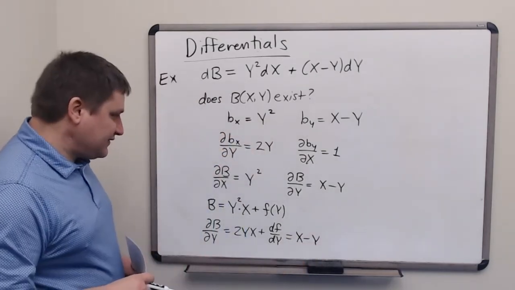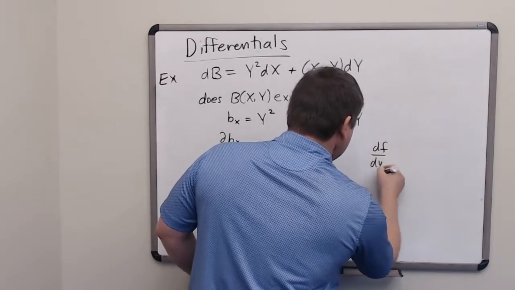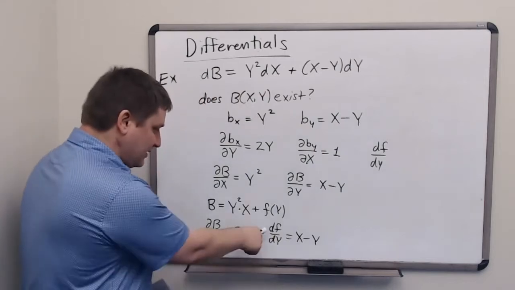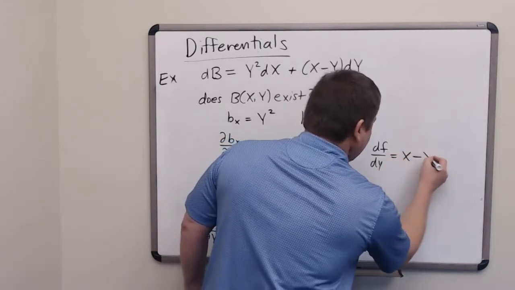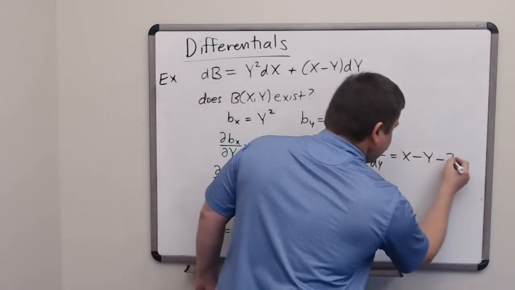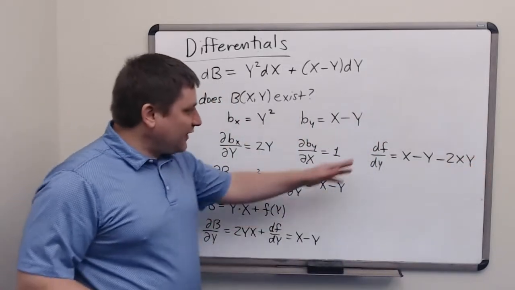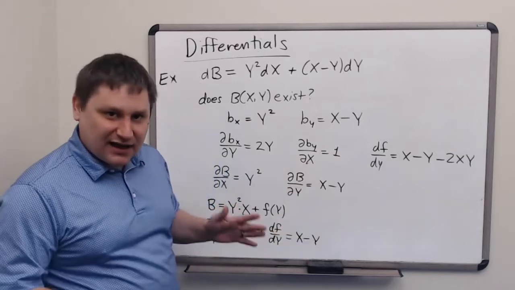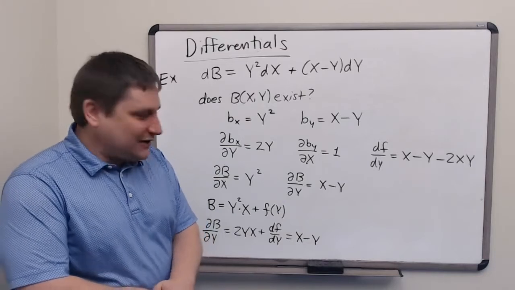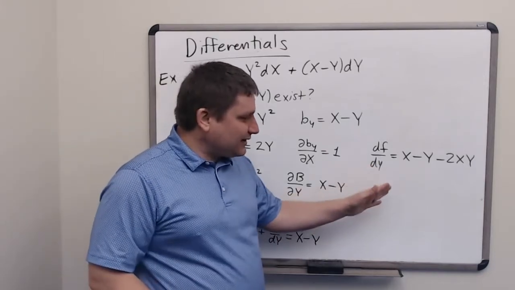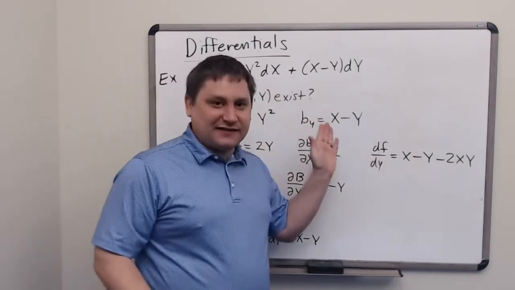So if I rearrange this, I will find an equation that looks like the total derivative of the function f with respect to y must be equal to x minus y minus 2xy. Now this is where we get our contradiction. The function f is only allowed to depend on y, but we have x's sitting over here that don't cancel. That means for different values of x, we might be able to get a solution for a specific value of x, but going to a different value of x makes that solution wrong.